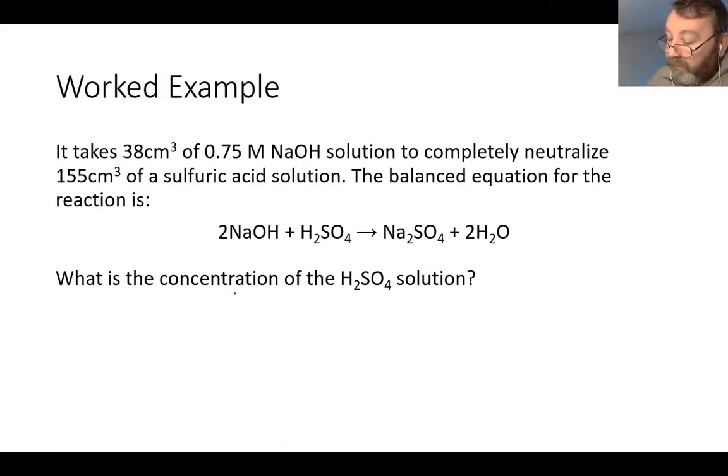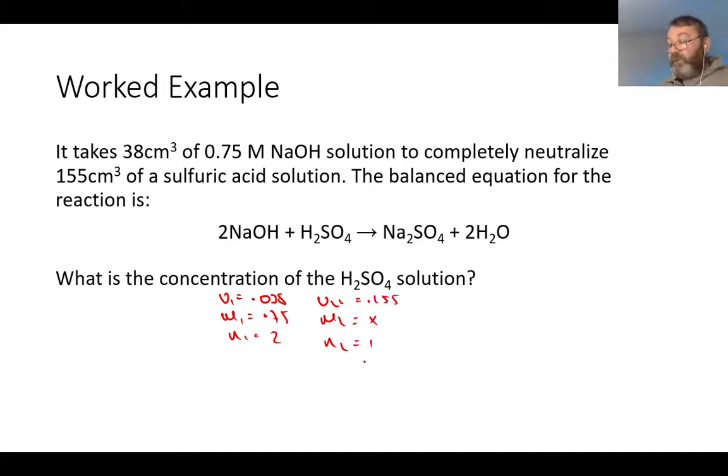What have we got? We've got V1. I'll work with this equation up here. So I've got V1, M1, N1, and V2, M2, N2. Okay, first volume, 0.038. First molarity, 0.75. The number in front of the NaOH is equal to 2. V2, the volume, 0.155 litres. The molarity we do not know, and the number in front of it in the balanced equation, 1.